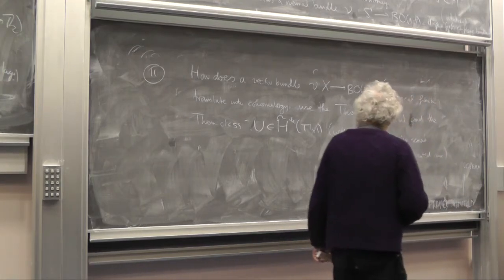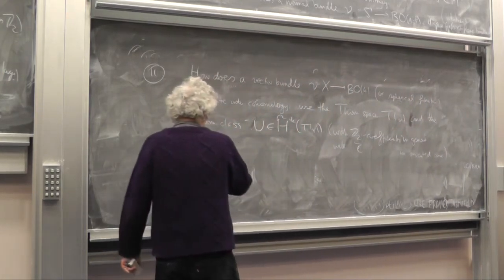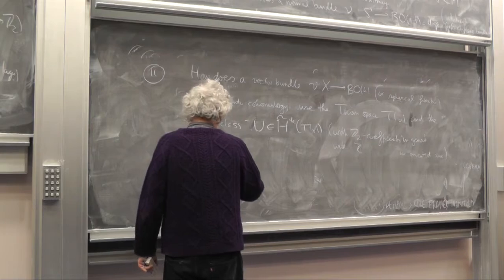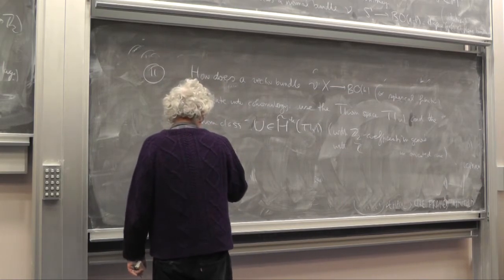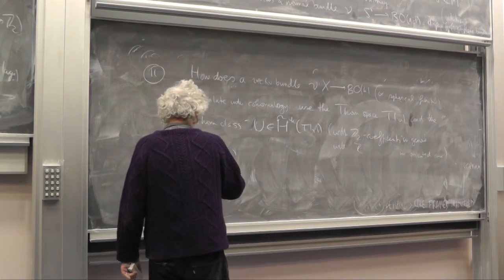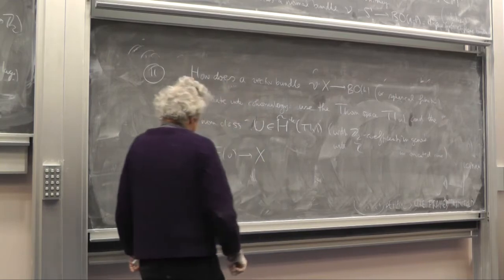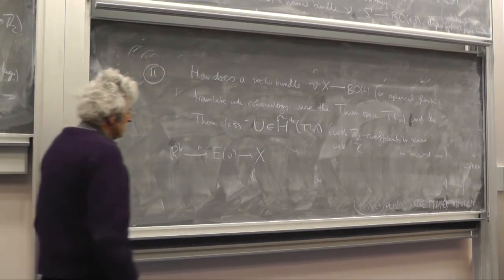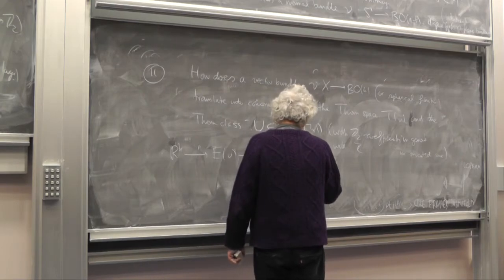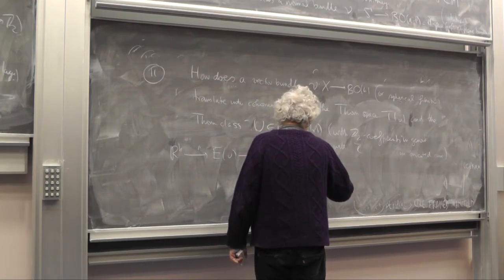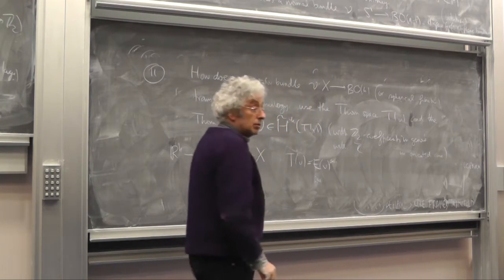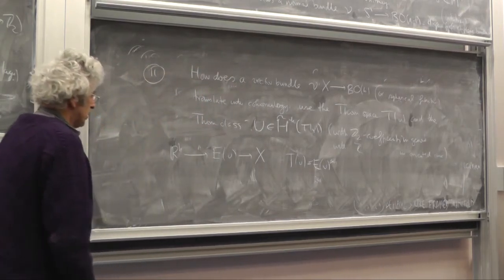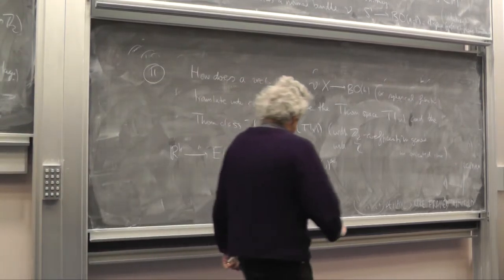Okay, so the way to define, let's assume it's a vector bundle. So look at this kind of thing. The Thom space from this point of view is just the one-point compactification of the total space. So that's easy.